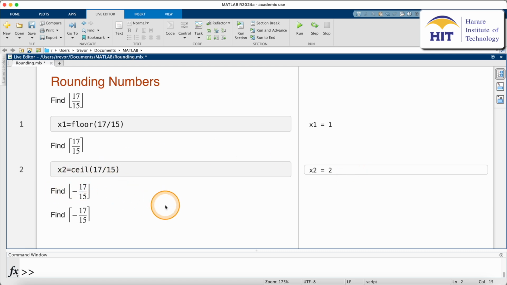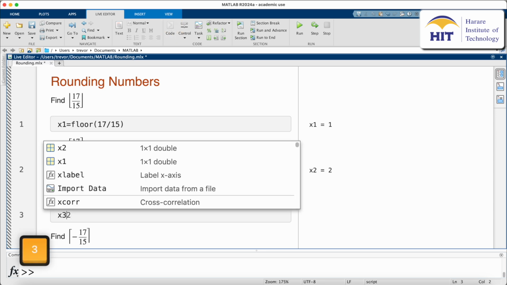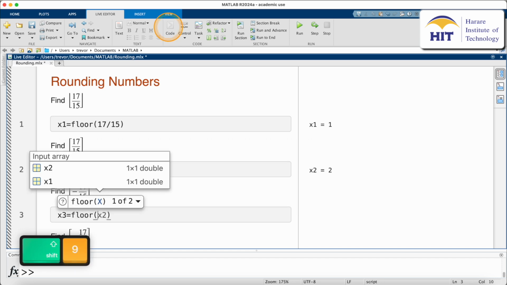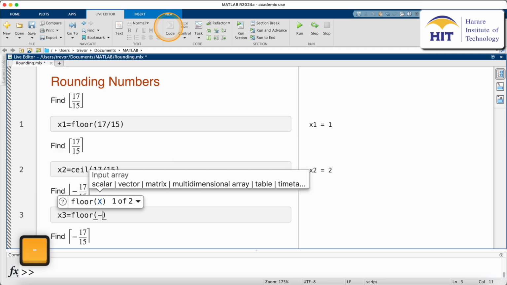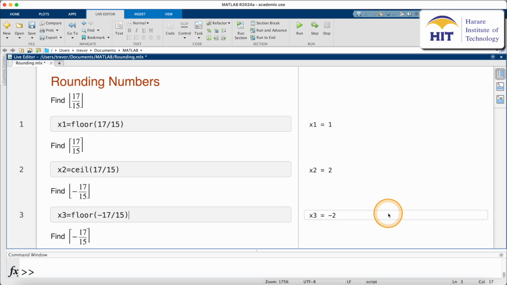We are finding the floor value of minus 17 over 15. Press the return key and then click on code so that I enter the syntax, and I'll call it x3 equals, we are finding the floor value. The syntax for floor value is floor, open parenthesis. In this case, we are looking at minus 17 divided by 15. Then I go on and run, and we see that the floor value there is minus 2.